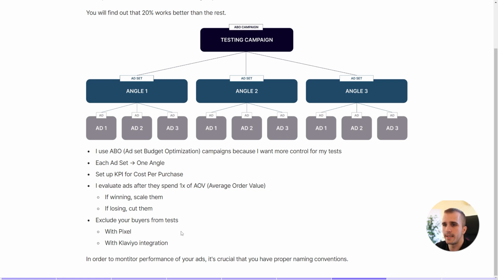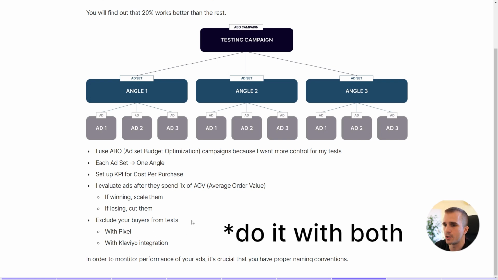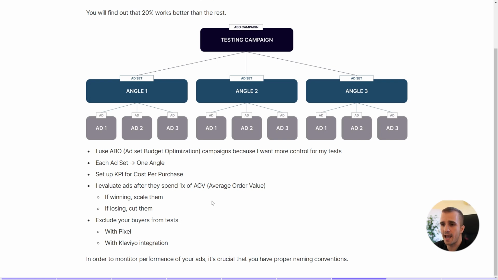Also, one important thing is that when you're testing all these things, you want to exclude your buyers from the test, because Facebook tends to retarget your buyers because they know that there's a good chance for them purchasing your product. So you want to exclude them, so you keep the test 100% fair across all the ad sets. You can do this with the Facebook pixel, or you can just do it with the Klaviyo integration.